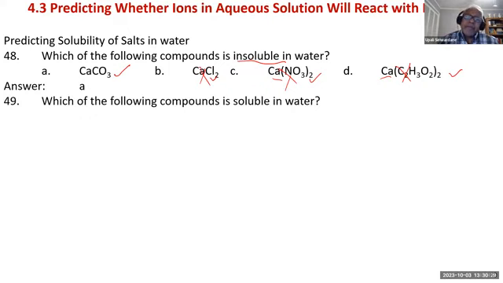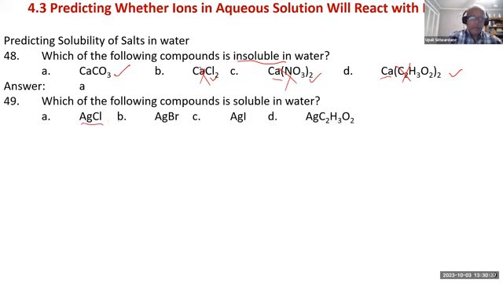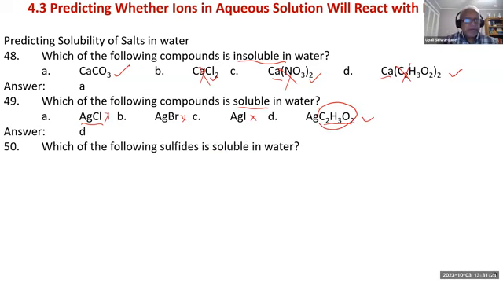Which of the following compounds is soluble in water? If you look at this, we already said silver chloride is insoluble. Therefore, it is not the soluble salt. Silver bromide and iodide are insoluble. Acetates are soluble. Therefore, silver acetate is the only soluble salt. Anything with acetate, C2H3O2, that's the correct answer.